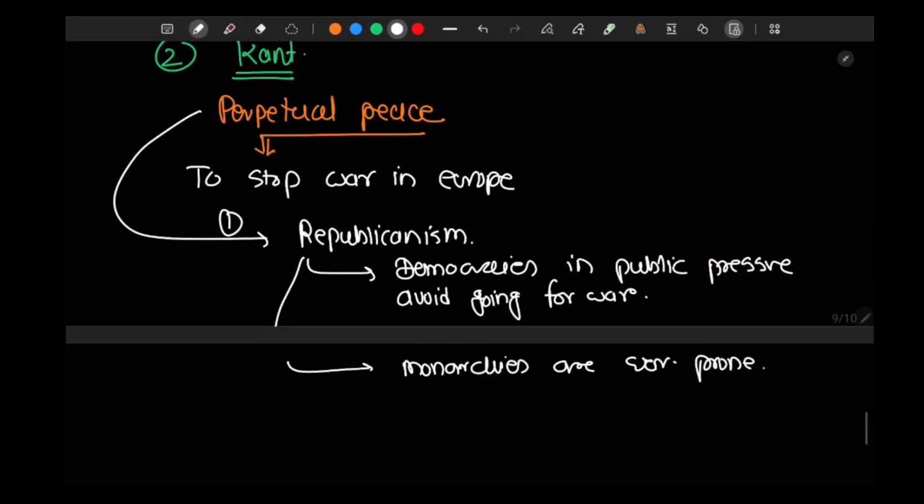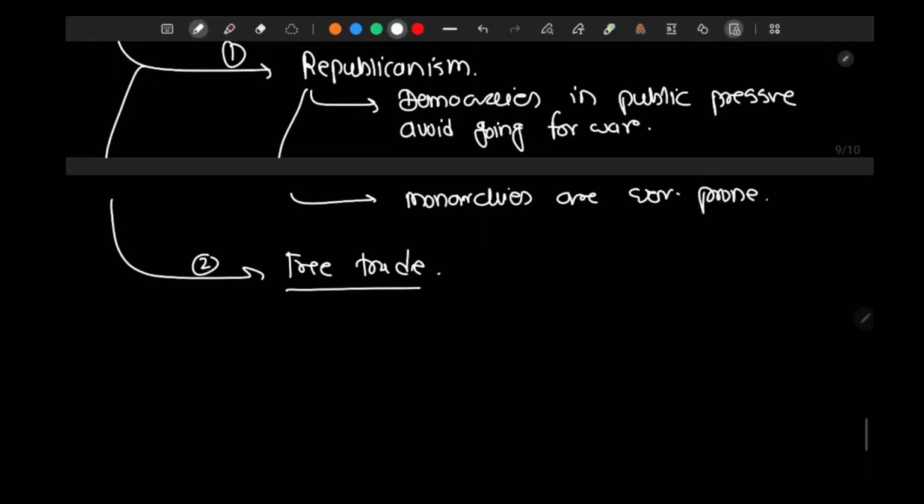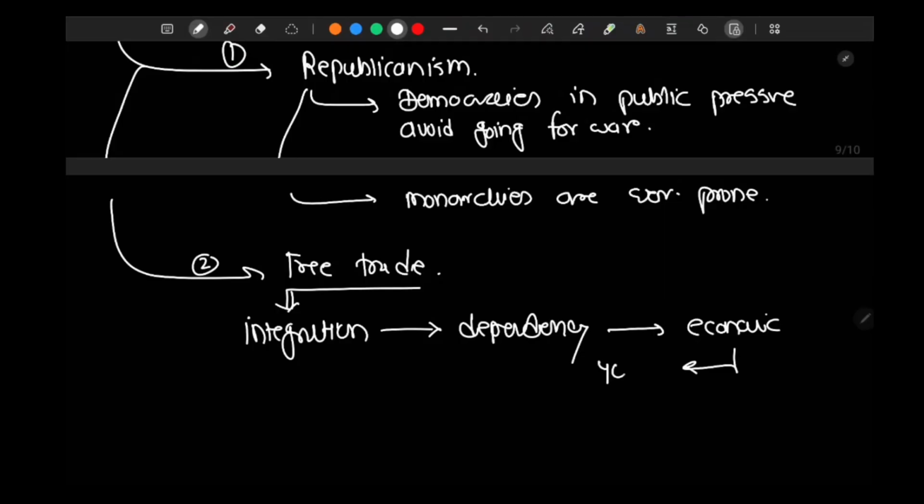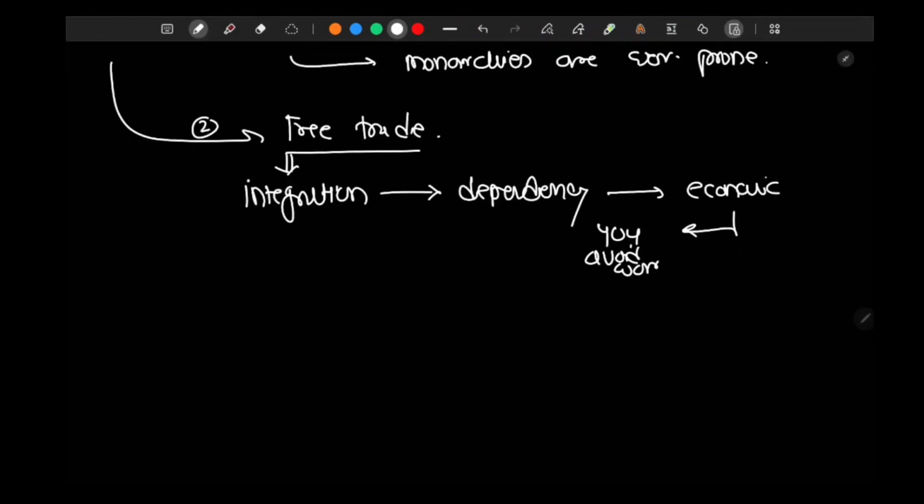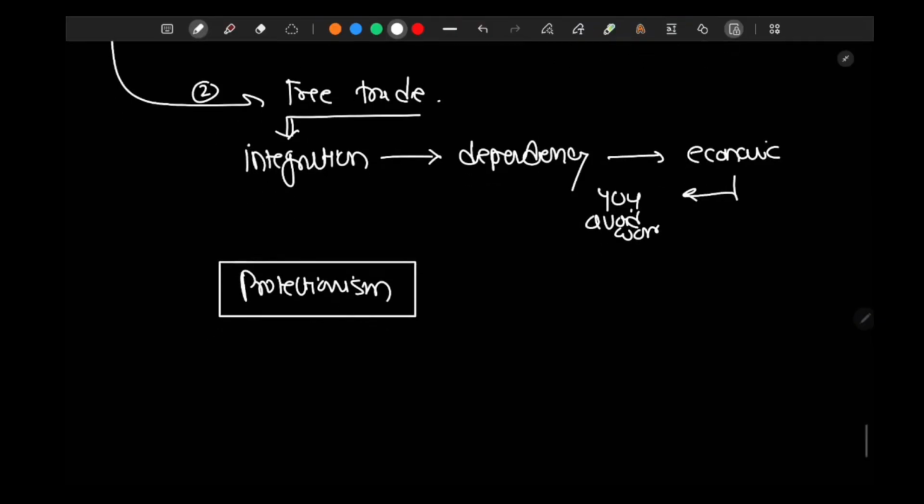And the second principle given by Kant in his book Perpetual Peace to stop war in Europe was free trade. Right? He says that free trade led to integration of economies. When you are dependent on each other, you avoid going to war. When there is integration, there is economic dependency. When there is economic dependency, you avoid war, right? On the other hand, protectionism is war prone.